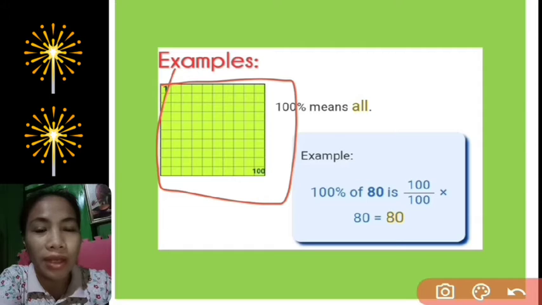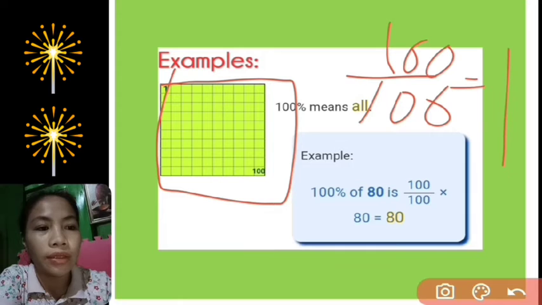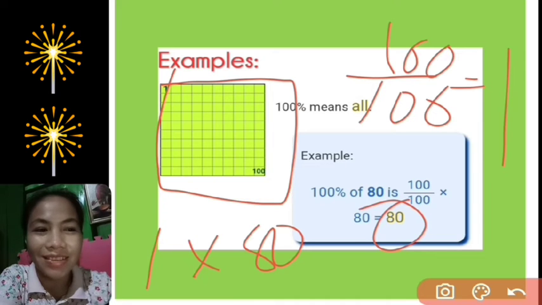So we have to solve this. 100% of 80 is how much? Always remember that percent is 1 over 100. To get the answer for 100% of 80, we have to simplify. 100 divided by 100 is equal to 1. So 1 times 80 is equal to 80.